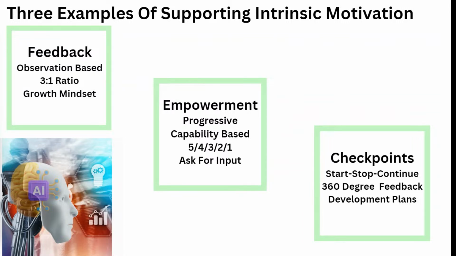So the feedback: observation-based, 3-to-1 ratio, that's positive to negative. Observation-based was my point about telling them why it's a good job. Not that it's a good job, but the fact that they were able to make that sale in 2 calls rather than 4, which is the average. That shows some definite skill, and you wanted to acknowledge them for it.